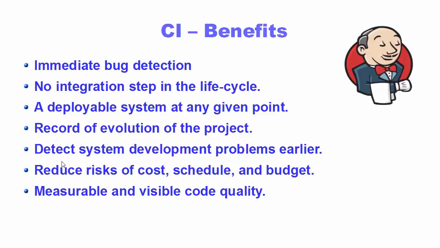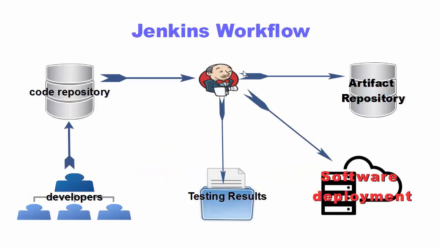As a result, you have reduced risks of cost, schedule and budget. So when you detect the problem earlier, obviously you are going to save on cost, your time and your budget. And the last but not the least is the measurable and visible code quality. Using Jenkins or any other CI system, you will be able to visibly see the code quality of your project. Now let's see, using some picture, how it all happens.